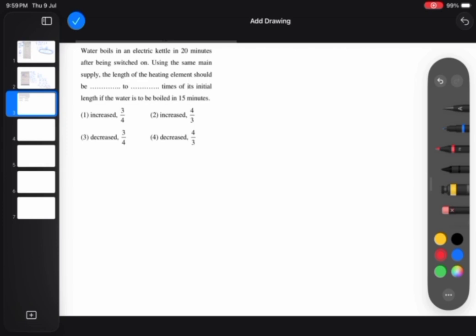So it says that initially water boils in 20 minutes and afterwards we change the length of the heating element, because of which the water boils in 15 minutes. So we have to find the change in length, either increased or decreased. So we will use the formula H is equal to V square upon R into T. We know that R, that is resistance, is equal to rho L by A.